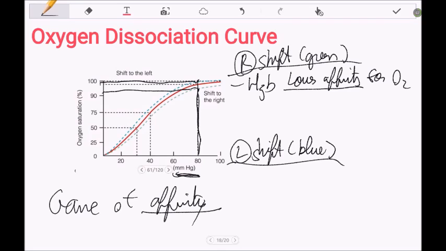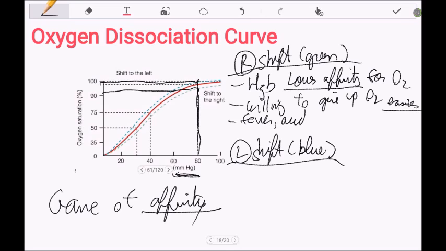So when it shifts to the right, that tells us hemoglobin has a lower affinity, so it's willing to give up O2 easier, okay? And when do we see this? We can see this, for example, in fever, acidosis, exercise. So anything that requires the body to have more oxygen, right?